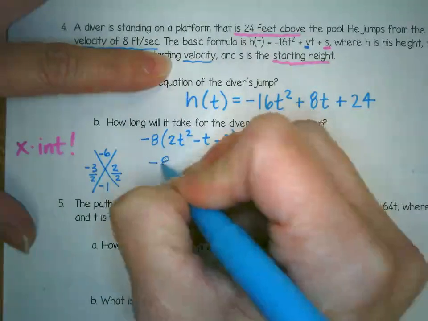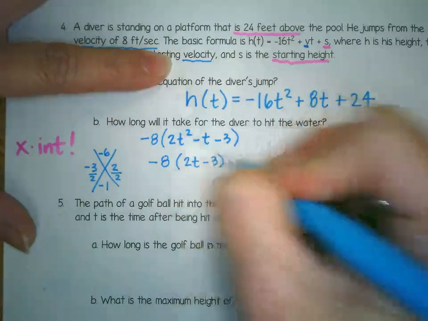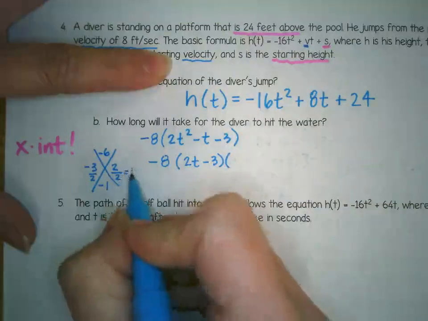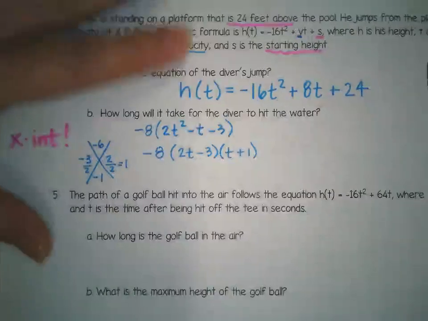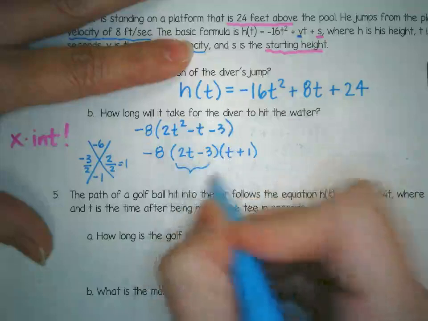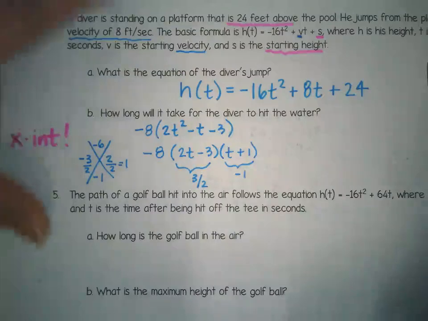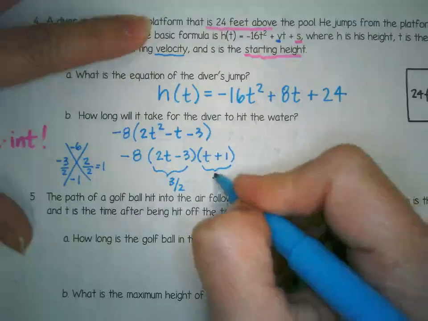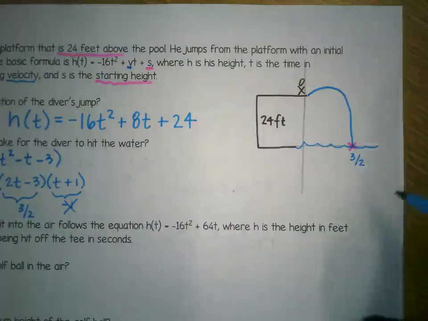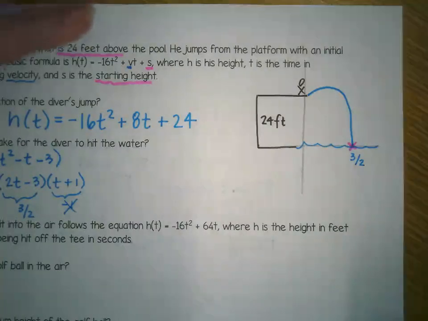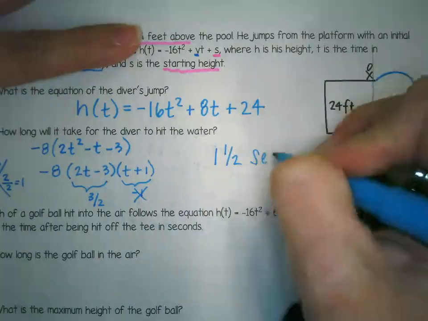So when I rewrite this in factored form, this is going to be 2t minus 3, and this one is going to be t plus 1. All right, so the answer for this one would be 3/2. The answer for this one is -1. Well, I'm looking for the positive x-intercept, so I know that one's not what I want. So 3/2 is this spot right here, which I know is the same as 1.5. So he's going to hit the water in 1.5 seconds.